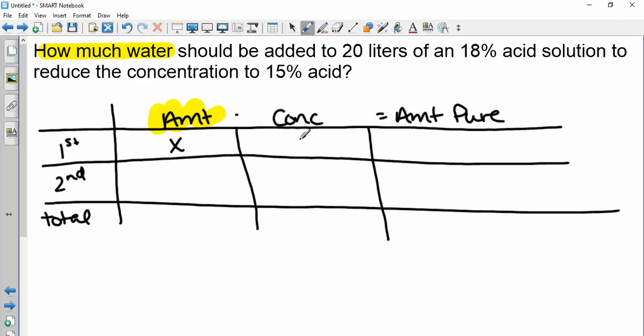If you're talking about water, what is the concentration of water? 0. We had pure and we had water. Water has nothing else in it, so its concentration is 0. If I said it was pure acid, that would be 100%, so we would use the 1. Should be added to 20 liters, so my amount is 20, of an 18% acid, so concentration is 0.18. To reduce the concentration to 15%, so my total is 0.15. What would I put here?